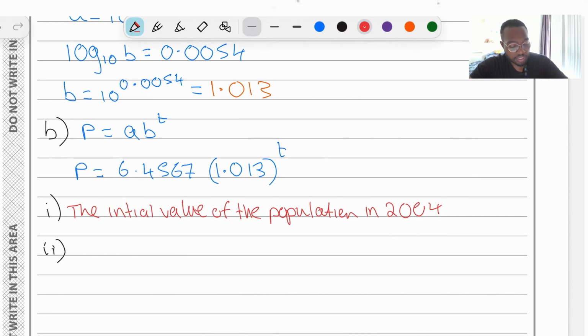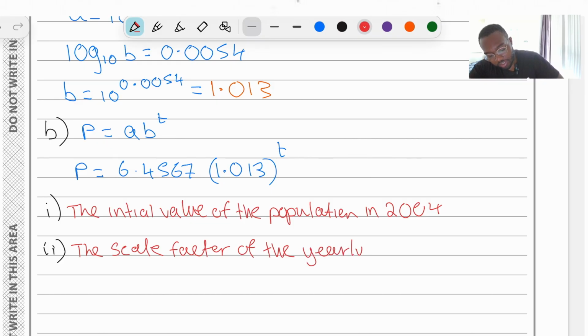So for part B, we also need to work out the meaning of b. Well, b, as you can see, is just 1.013. And really what that is showing is the yearly increase, okay? So pretty much, it's the scale factor of the yearly increase. So you can write the scale factor of the yearly increase. It's just the multiplying factor, okay? So you can write the scale factor of the yearly increase in the population, something like that, okay?